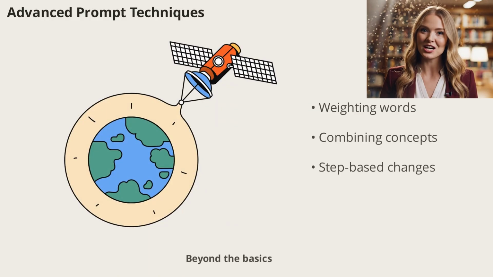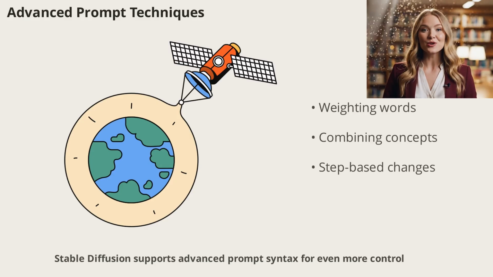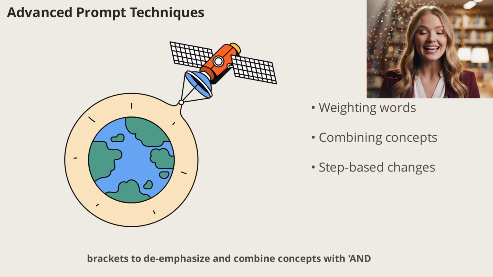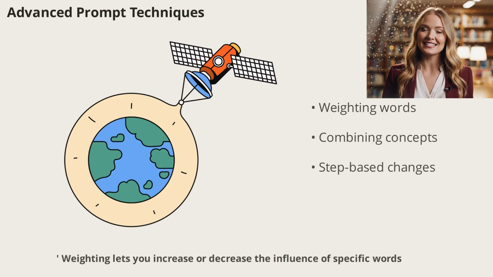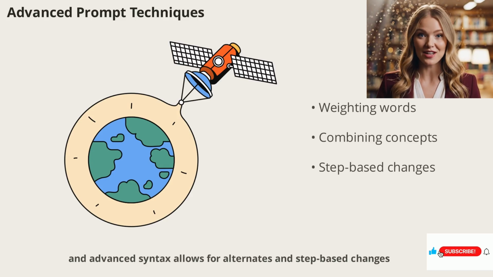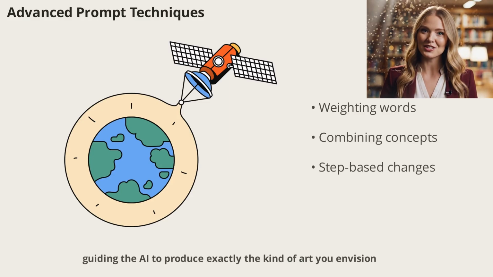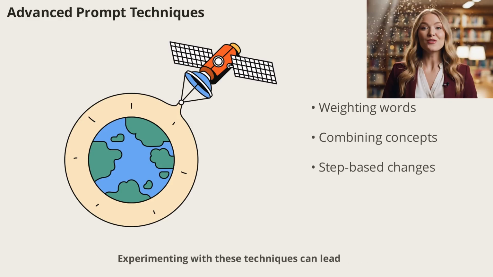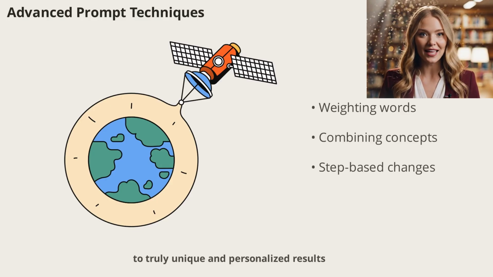Beyond the basics, Stable Diffusion supports advanced prompt syntax for even more control. You can use parentheses to emphasize important elements, brackets to de-emphasize, and combine concepts with AND. Weighting lets you increase or decrease the influence of specific words, and advanced syntax allows for alternates and step-based changes. These tools help you fine-tune your prompts, guiding the AI to produce exactly the kind of art you envision. Experimenting with these techniques can lead to truly unique and personalized results.